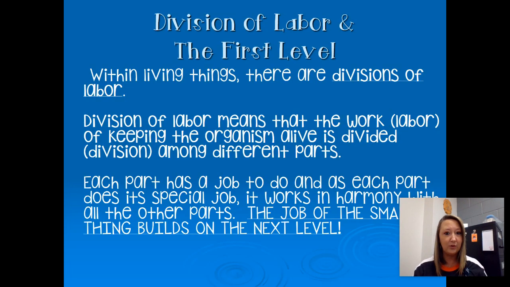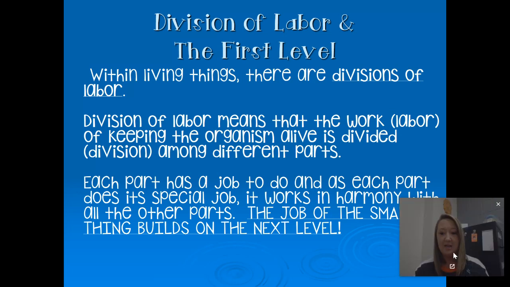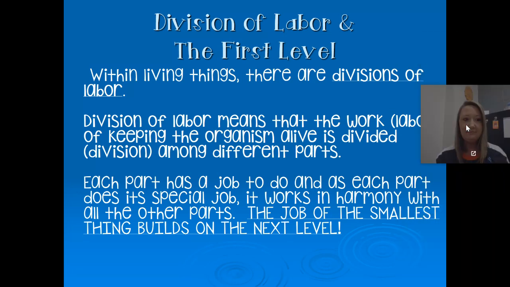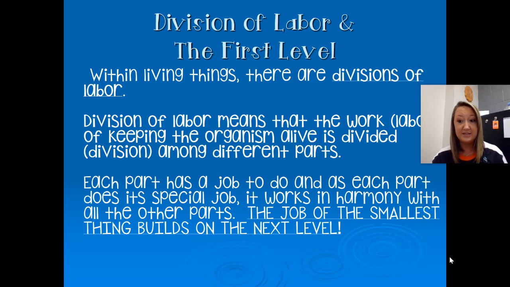Living things are organized similarly. Within nature, there are divisions of labor. Just to remind you, if it's underlined in a PowerPoint for me, I need you to write it in your journal because it's important. So within living things, there are divisions of labor. There are separations of work.